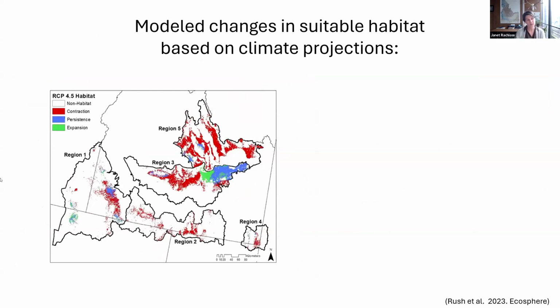I'm going to show you two different maps. This first one here is a more moderate climate projection. This time the red refers to areas of contraction, so areas that were suitable habitat that are predicted to no longer be suitable habitat in the future. The blue are areas that were suitable habitat that are predicted to persist as suitable habitat, and then the green represents areas of expansion that may become suitable in the future.